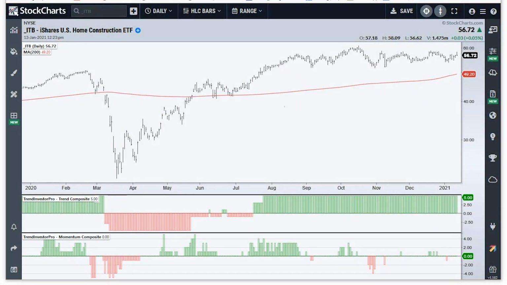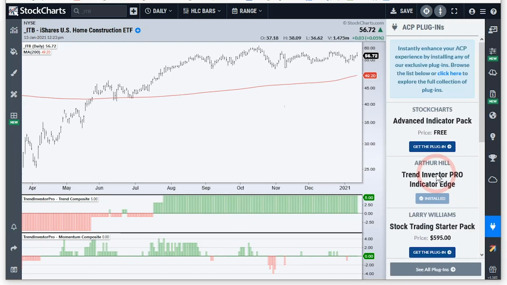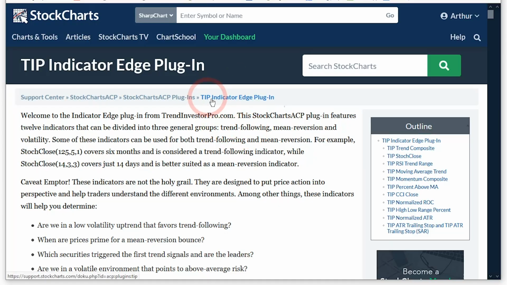So I'm going to be working off of StockCharts ACP today, and I've got up a chart of ITB. And I've got a couple of indicators from the Trend Investor Pro Indicator Edge plugin. And on the bottom right there, you can see that icon for plugins. And there you can see all the different plugins. If you don't have it, you can click the link to get more information about that plugin. And so I'm on the Trend Investor Pro Indicator Edge plugin. And you can see there are 11 indicators.